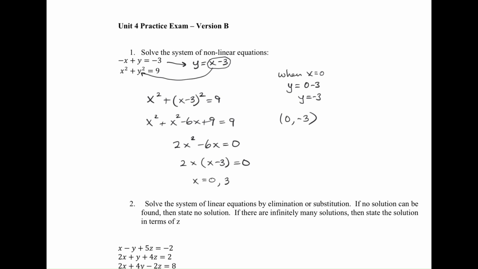Now for the other value of x, 3, do the same thing. Now when x is equal to 3, we're going to say y is equal to 3 minus 3, which means that y equals 0. So that solution is when x equals 3, y equals 0.